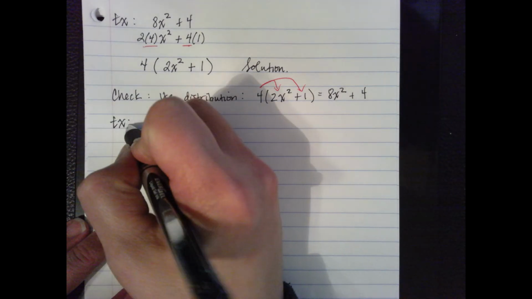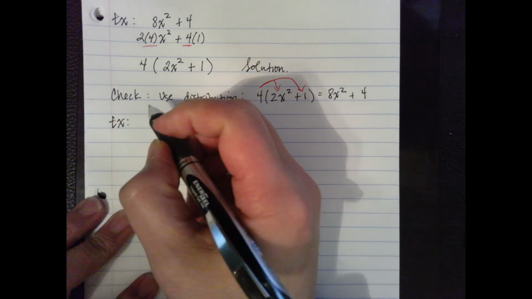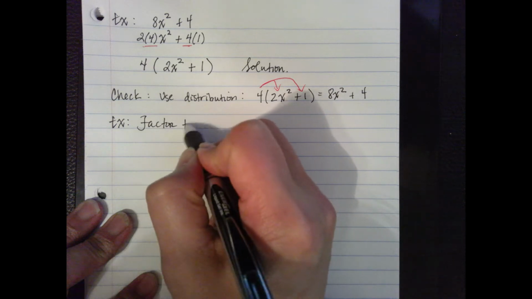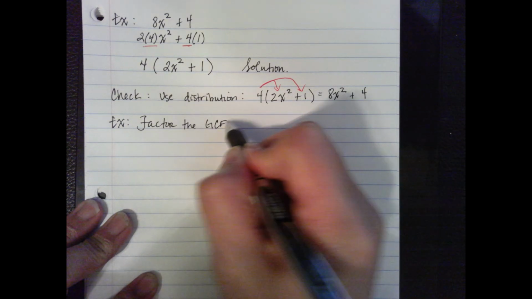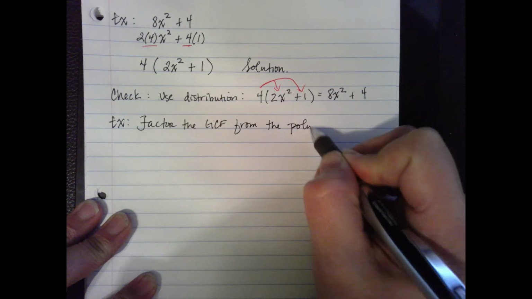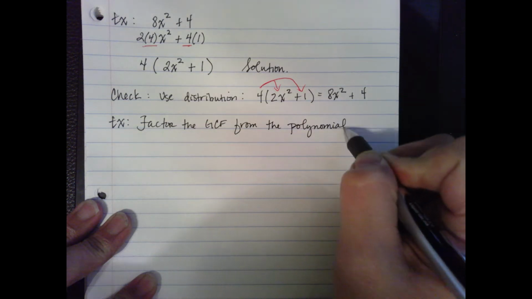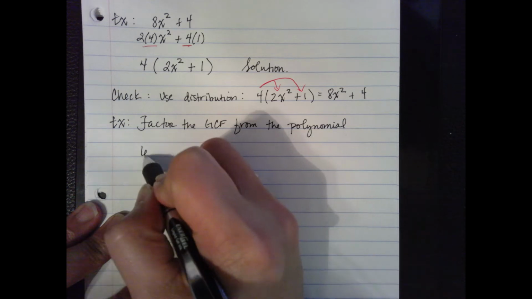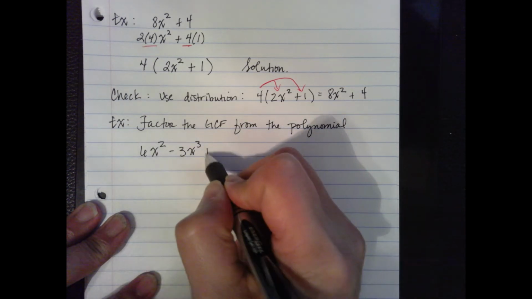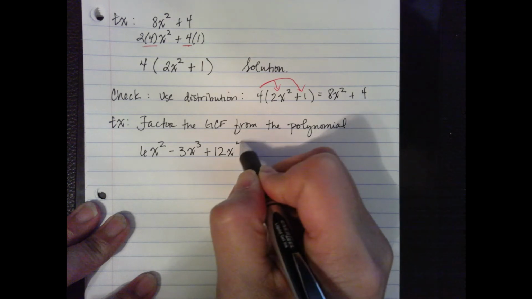Let's look at something with 3 terms. Let's say I want to factor the GCF from the polynomial 6x squared minus 3x cubed plus 12x to the 4th.